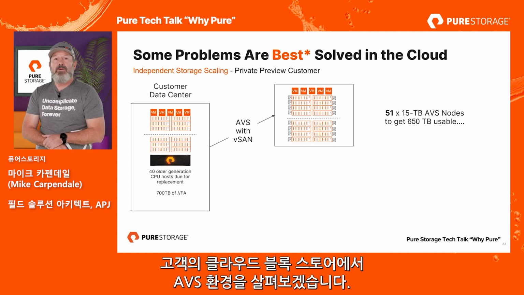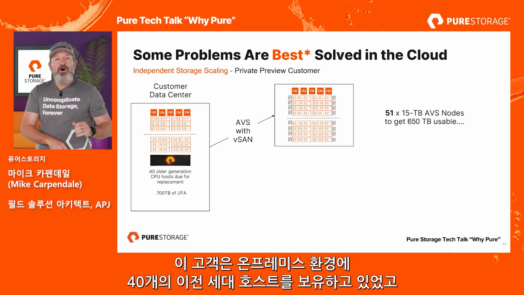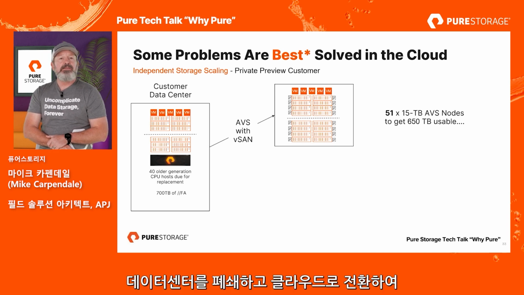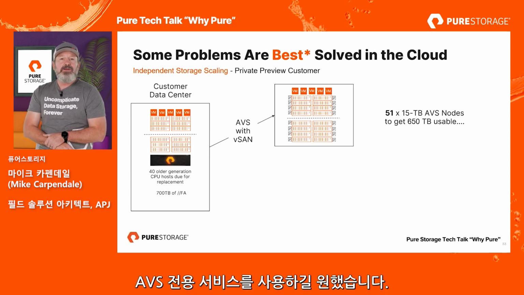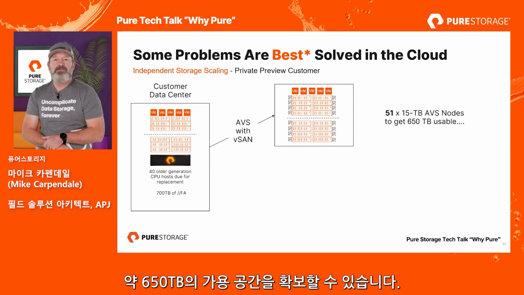If we look at applying Cloud Block Store into an AVS environment, what we're sort of seeing here is an example that I've worked through with one of my customers. The customer had 40 older generation hosts sitting in an on-premise environment. They had 700 terabytes of flash array and they were wanting to exit that data center and move into the cloud. With an AVS only service, that was going to equate to 51 nodes for that environment to roughly get 650 terabytes of usable space.